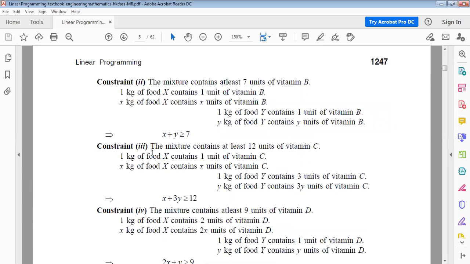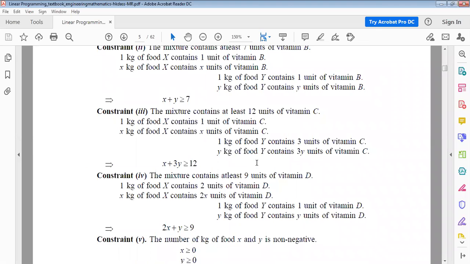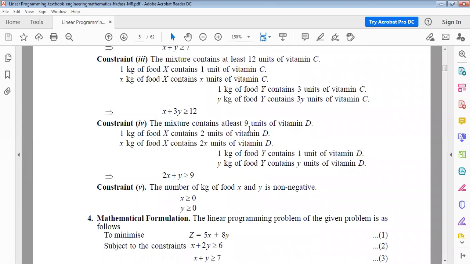Similarly, for the third constraint, vitamin C, there are 12 units available. 1 kg of X contains 1 unit, so X kg will be X into 1, and for food Y thrice. So total vitamin C will be how many? X plus 3y greater than or equal to 12, because total vitamin C will be 12. Similarly, vitamin D, 9 available, at least 9. So there is the word at least. This is why we are using greater than or equal to. Now 1 kg of food X contains 2 units of vitamin D.